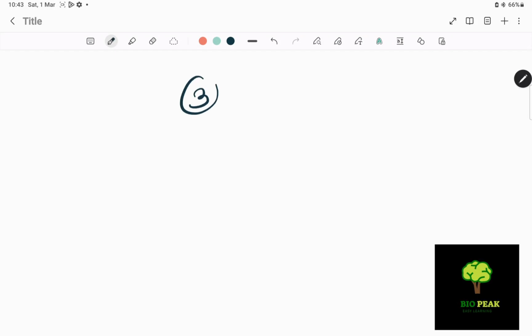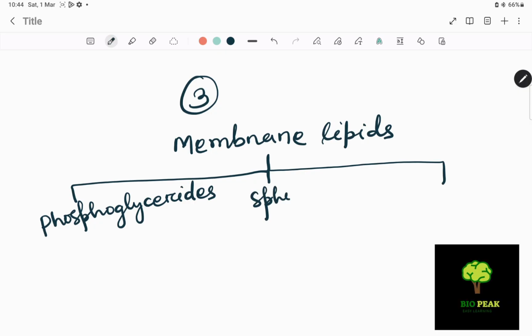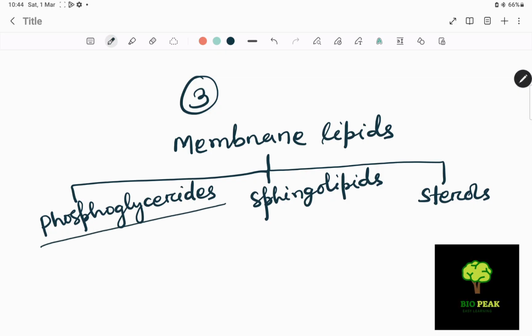There are three classes of membrane lipids. They are phosphoglycerides, sphingolipids, and sterols. First of all, we will discuss phosphoglycerides.